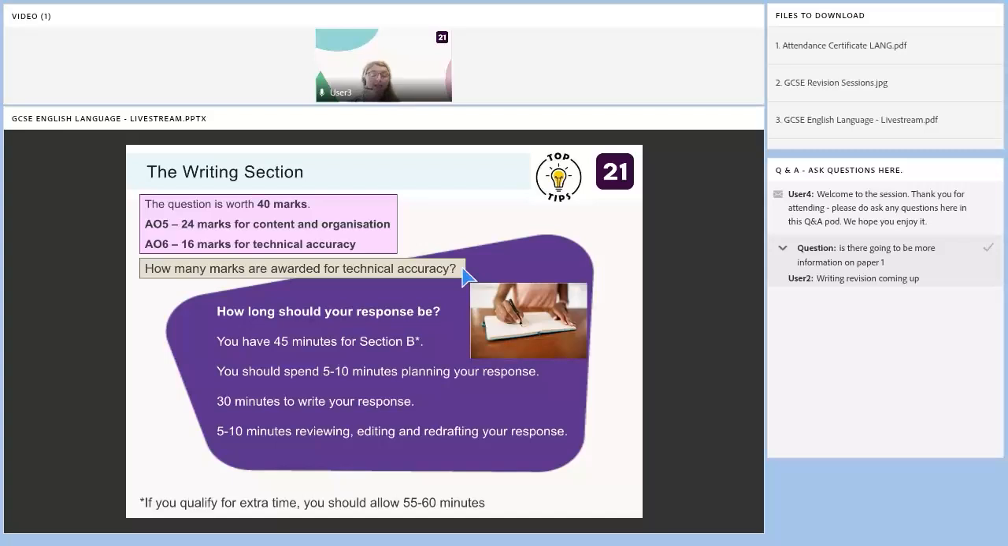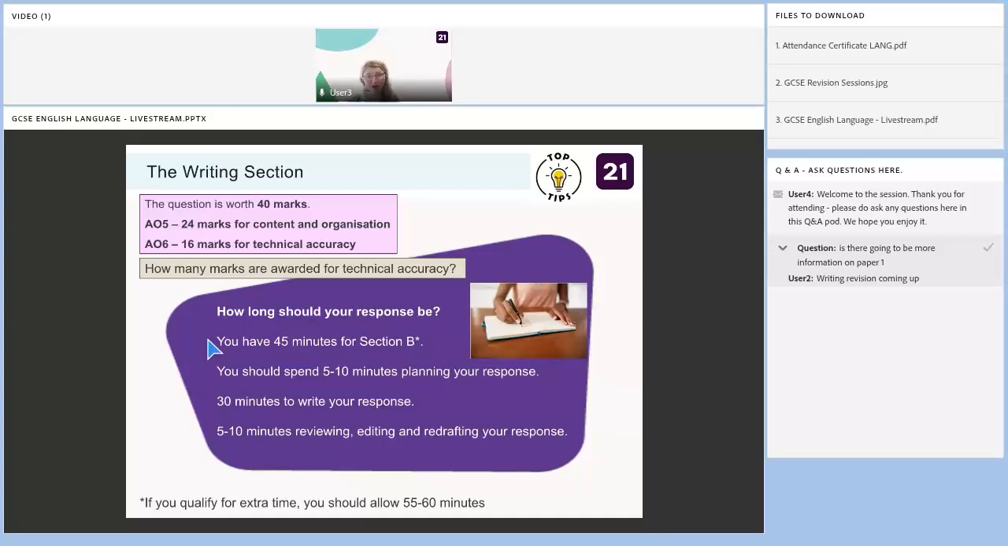So you've got 40 marks, and this is for both the writing questions. So it's 24 marks for the content, so 24 marks for what you write and how you organise it, how you start, how you finish, and then 16 marks for your spelling, your punctuation, your grammar, your use of sentence constructions. So we recommend around about 45 minutes on the writing. So 45 minutes on the writing for paper 1 and 45 minutes for the writing on paper 2.